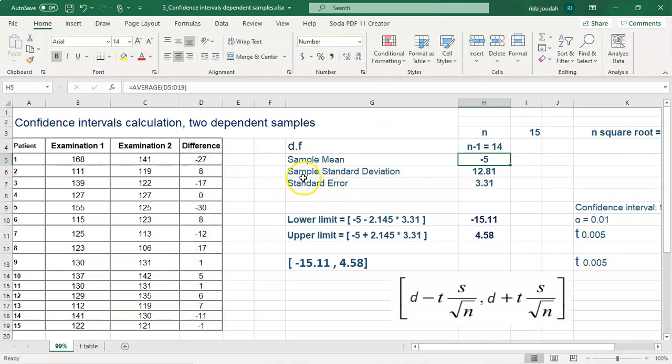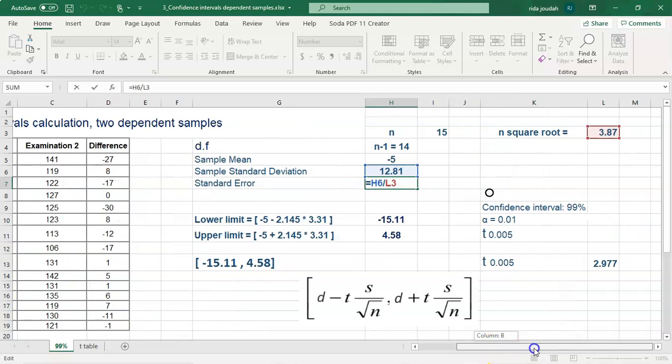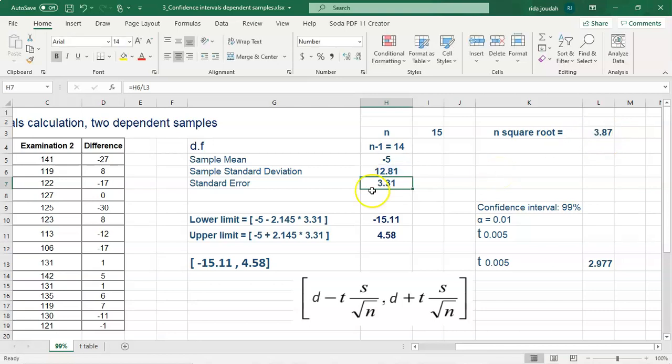And the same thing for the sample standard deviation, which is 12.81. Based on that, standard error equal 3.31. We obtained it after we divided H6, which is the sample standard deviation, by the n square root, which is 3.87. So this is the square root of n. And the result here is 3.31.